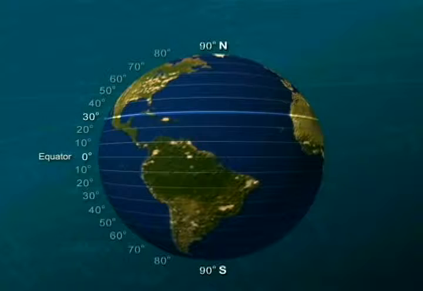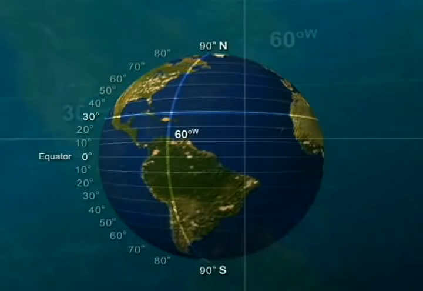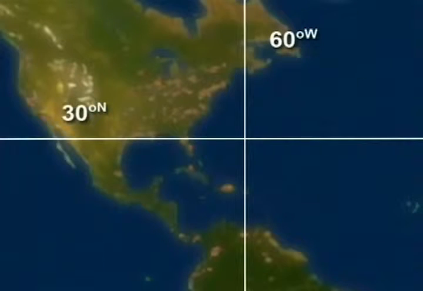So let's find an intersecting line. Here's one running through our 30-degree line, the 60-degree line of west longitude. If we were at 30 degrees north latitude and 60 degrees west longitude, we would know that we were at this point right here, just southwest of Bermuda. Now, it doesn't always work quite so neatly, where your position will intersect right at whole degrees.